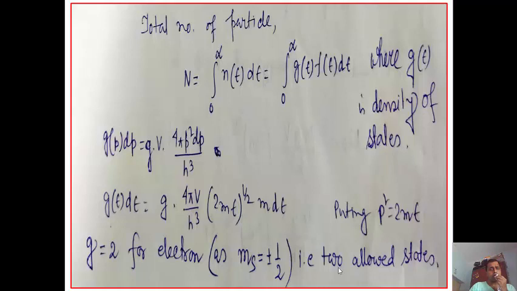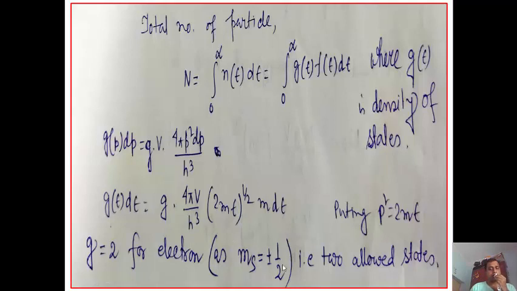Now the total number of particles we can get by integrating the number of particles lying between epsilon and epsilon plus d epsilon, n(epsilon) d epsilon, from 0 to infinity, and n(epsilon) d epsilon can be written as g(epsilon) f(epsilon) d epsilon, where g(epsilon) is the density of states, which can be written from the integration of the configuration space and the momentum space: V times 4 pi p square dp by h cube, and g is the multiplicity factor due to the spin states, with g equals 2 for electron.